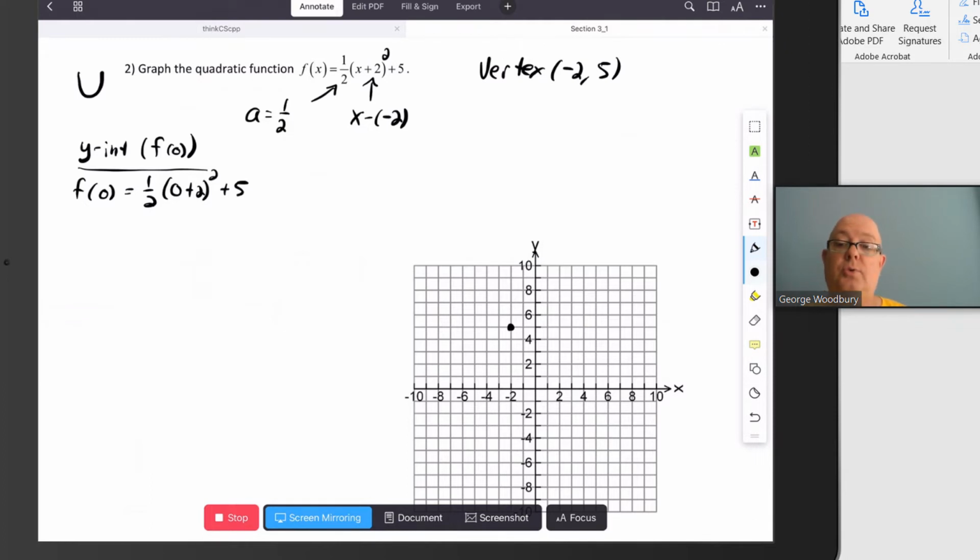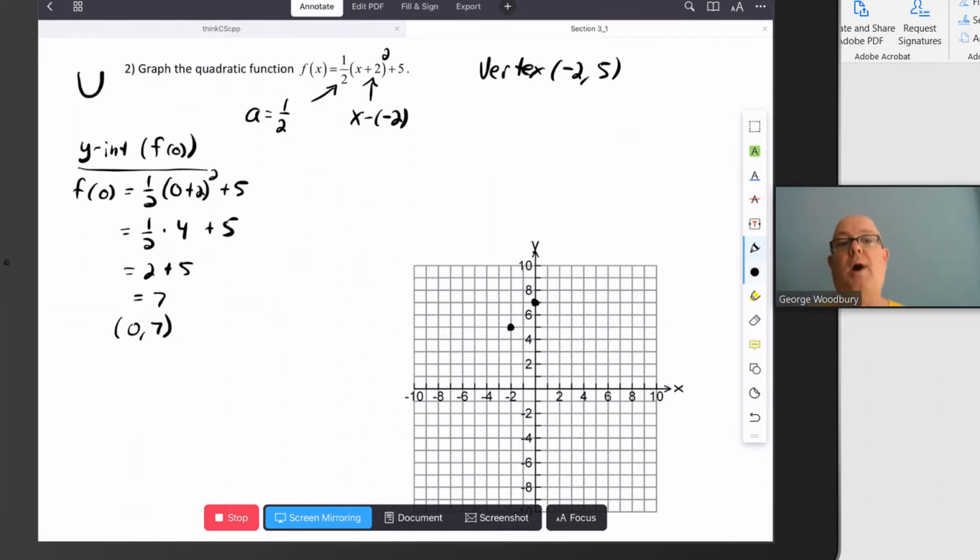So f of 0 is 1/2 times (0 plus 2) all raised to the second power, plus 5. 0 plus 2 is 2. 2 squared is 4. So we have 1/2 times 4 plus 5, which is 2 plus 5, or 7. The y-intercept will not always be 7. Be careful. So I'm going to put a point at (0, 7).